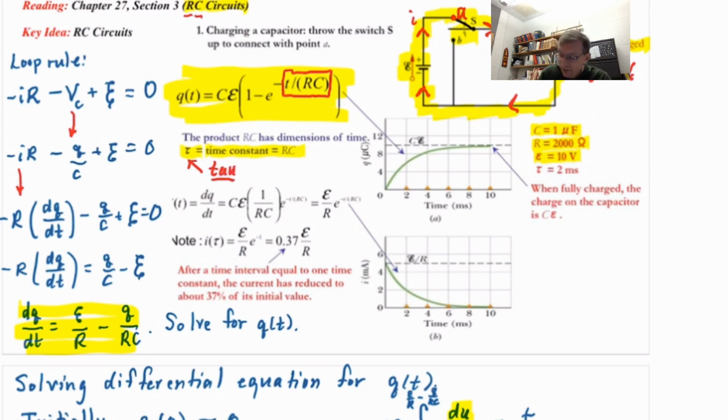Now for this circuit we're studying, remember the R is 2,000 ohms and the C is 1 microfarad. So the time constant tau, R times C, which is now written over here, turns out to be 2 milliseconds, or when expressed in SI, 0.002 seconds.